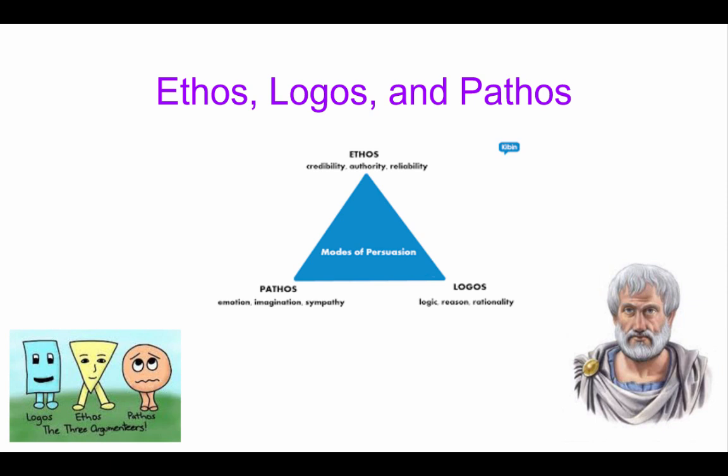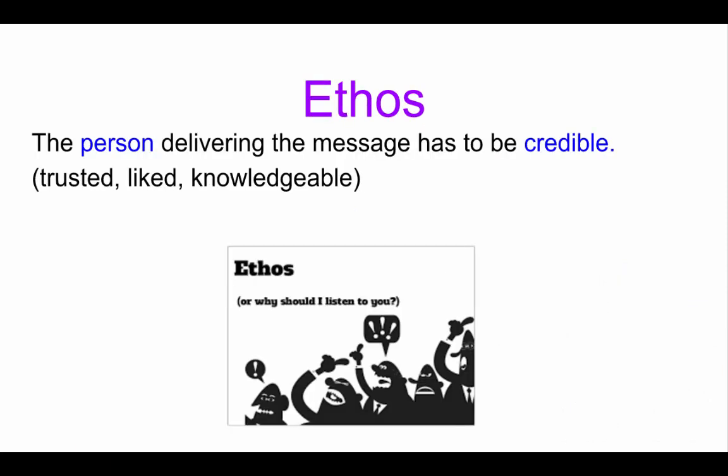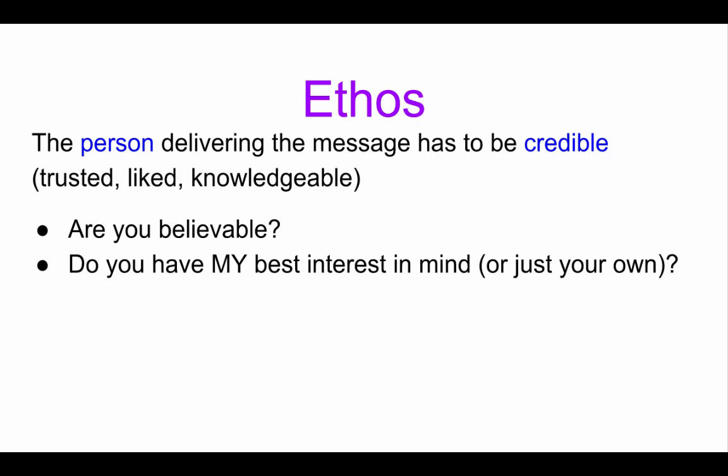Let's examine each one. First, we have ethos. In order for this strategy to be effective, the reader or listener has to believe that the person delivering the message is credible. That person is trusted, liked, and knowledgeable. A reader or listener will ask himself, "Are you believable? Do you have my best interest in mind or just your own?" If he believes it's true, he'll be swayed by this strategy.